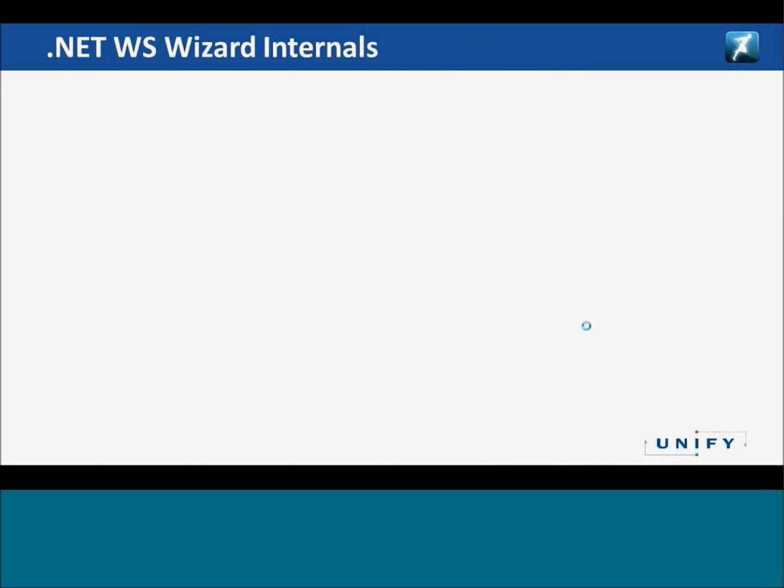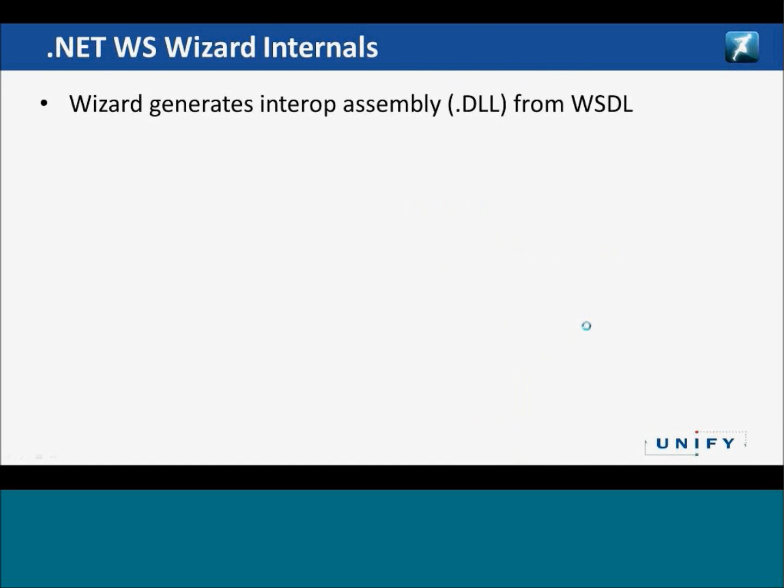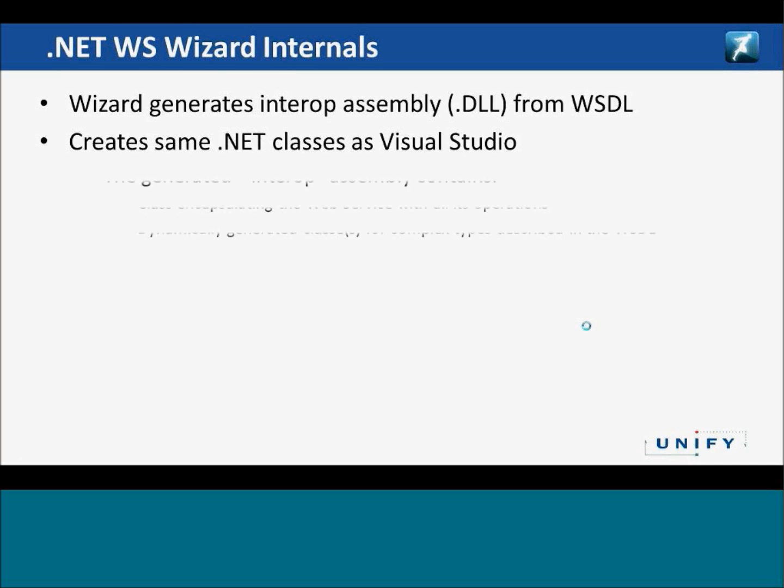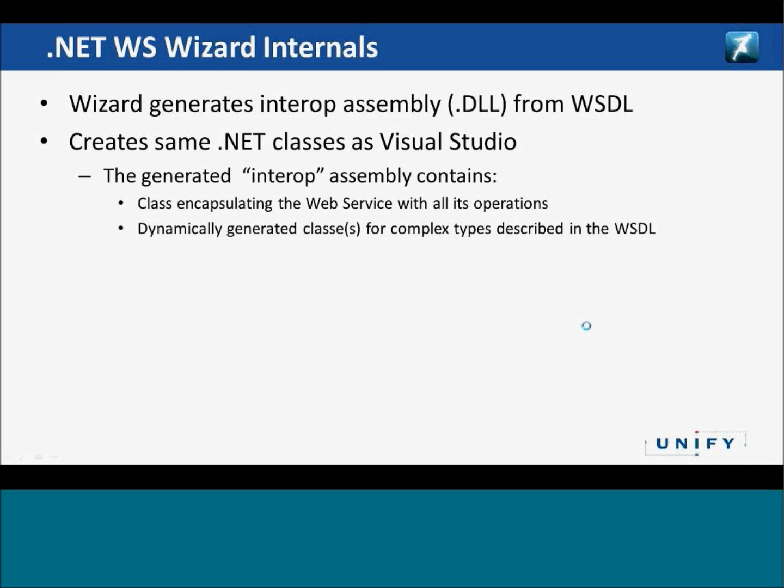A few words about the internals of the .NET Web Services wizard. The wizard generates an Interop assembly, a .dll file, from the WSDL that has been provided. It creates the same .NET classes that Visual Studio would generate, so it's using the exact same .NET technology that Microsoft Visual Studio is using. The generated Interop assembly contains a class that is encapsulating the web service with all its operations. That's what you have seen on the previous slide with all the operations below the web service. And dynamically generated classes for complex types described in the WSDL.